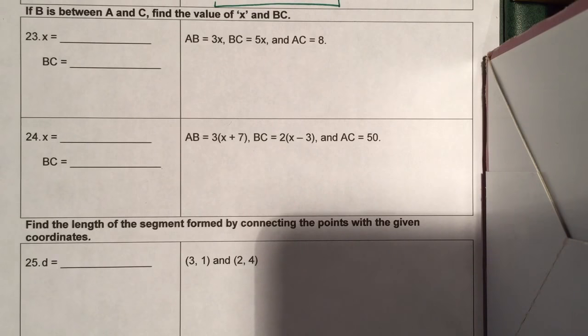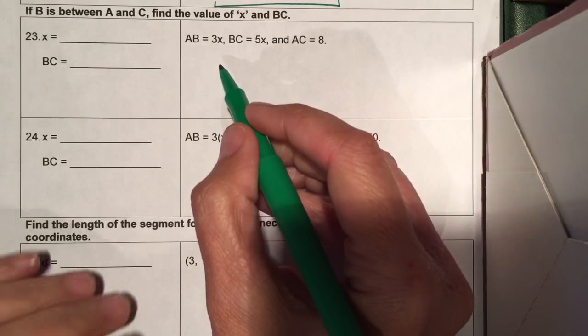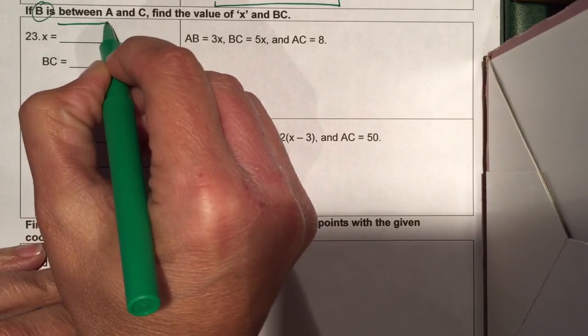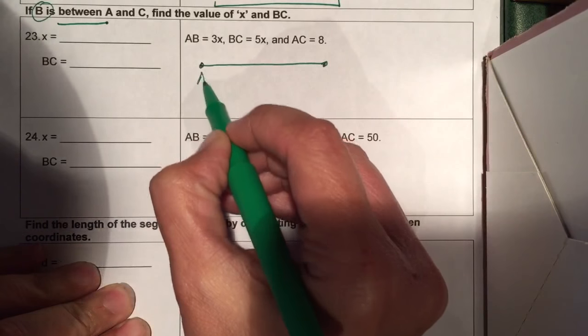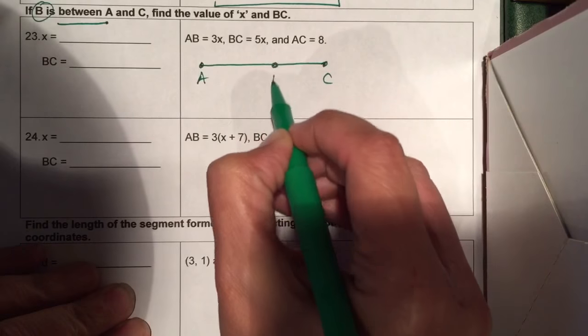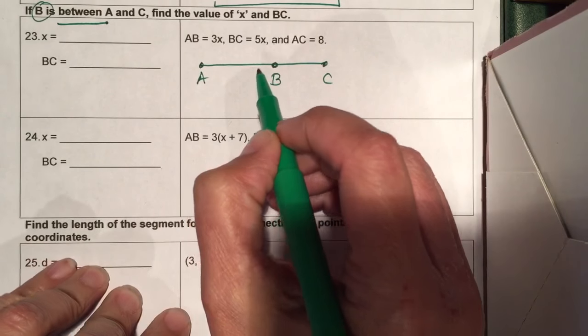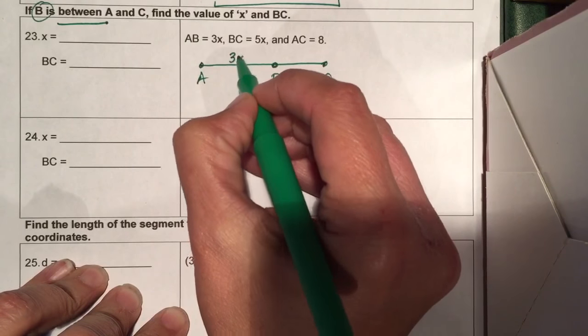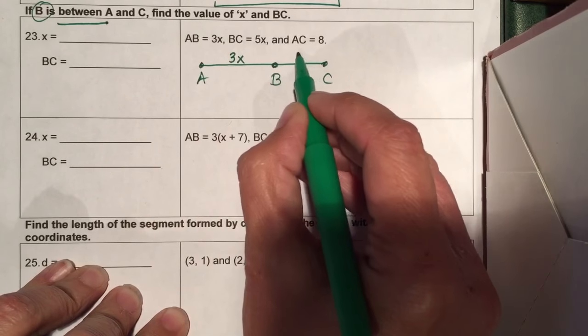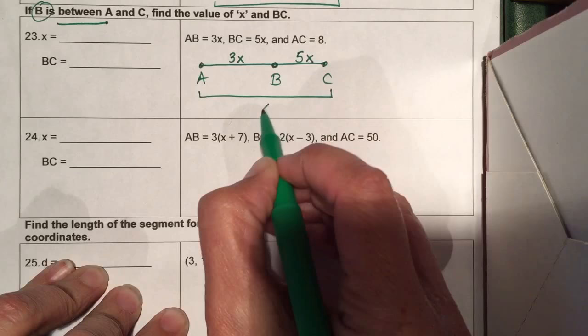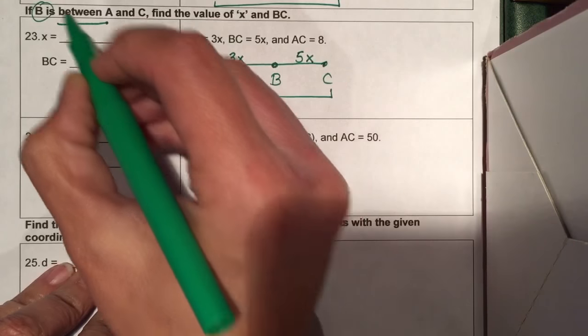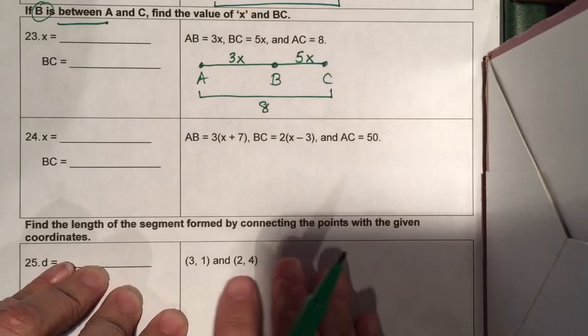So if I'm looking at number 23, again, I have B is between A and C. So I'm going to draw my segment, A and C, with B hanging out in here in between. A to B is 3x, and B to C is 5x. And then A to C, all the way across, is 8. So what we need to find is x and the length of BC.